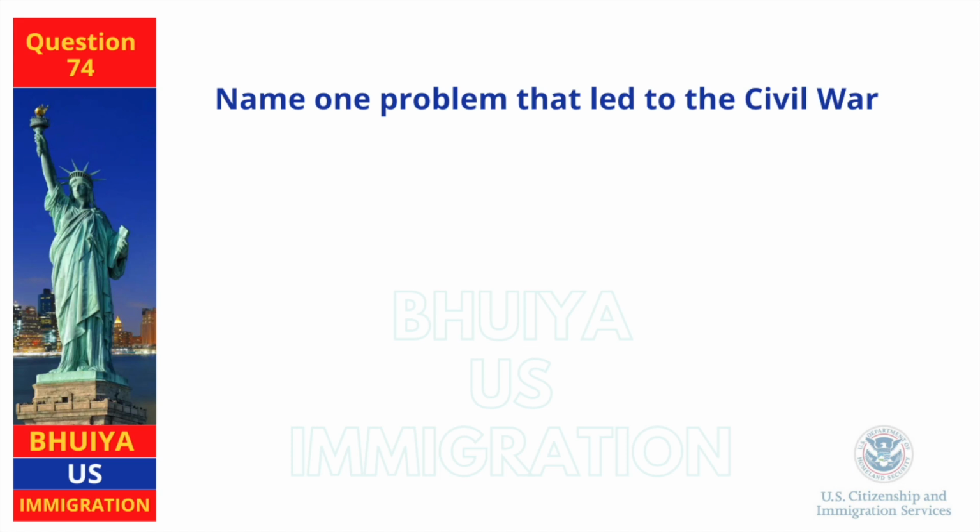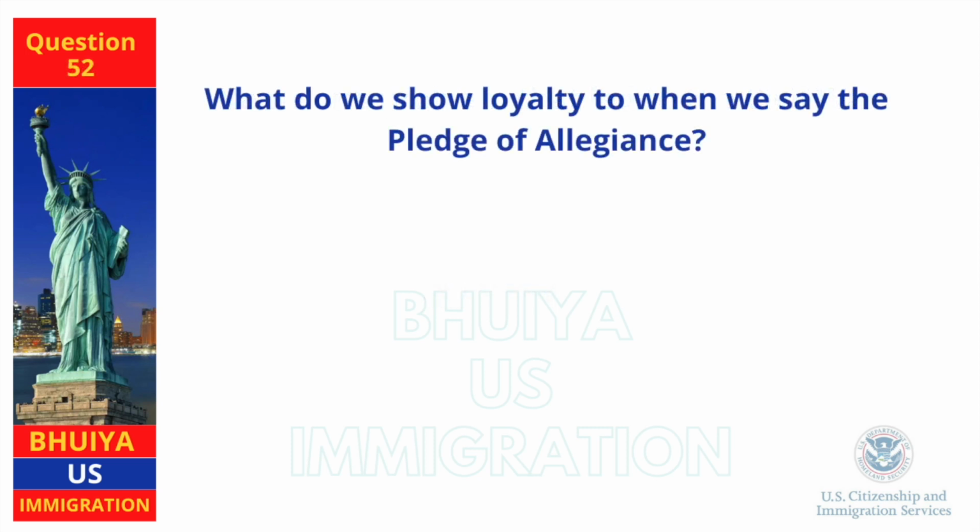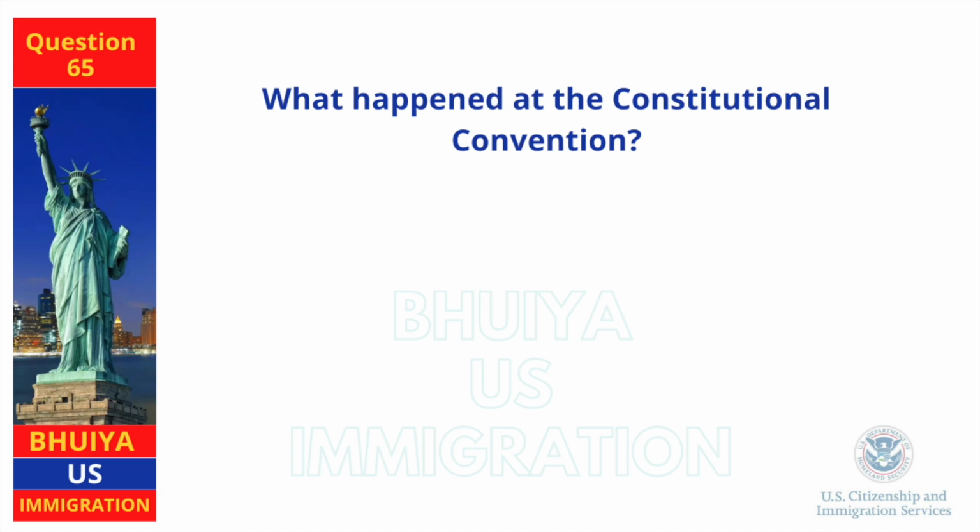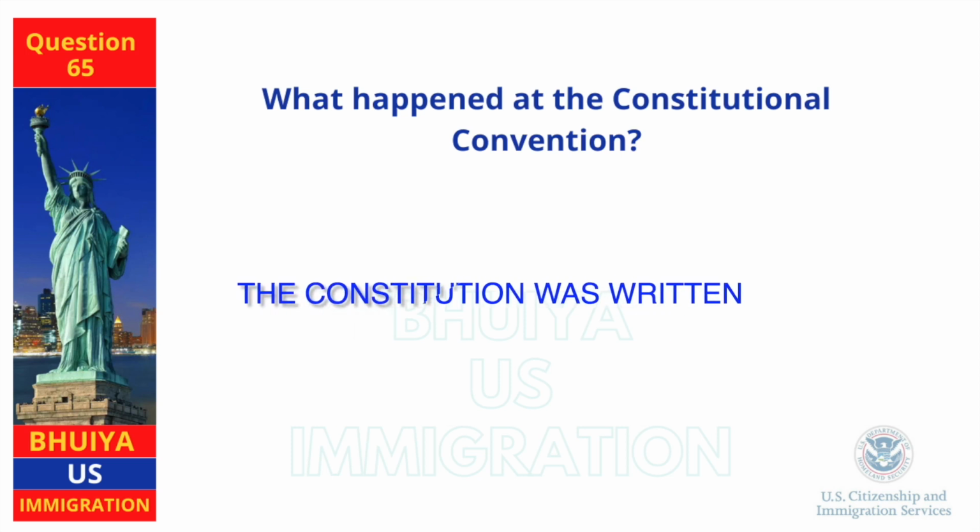Name one problem that led to the Civil War. Slavery. What do we show loyalty to when we say the Pledge of Allegiance? The United States. What happened at the Constitutional Convention? The Constitution was written.